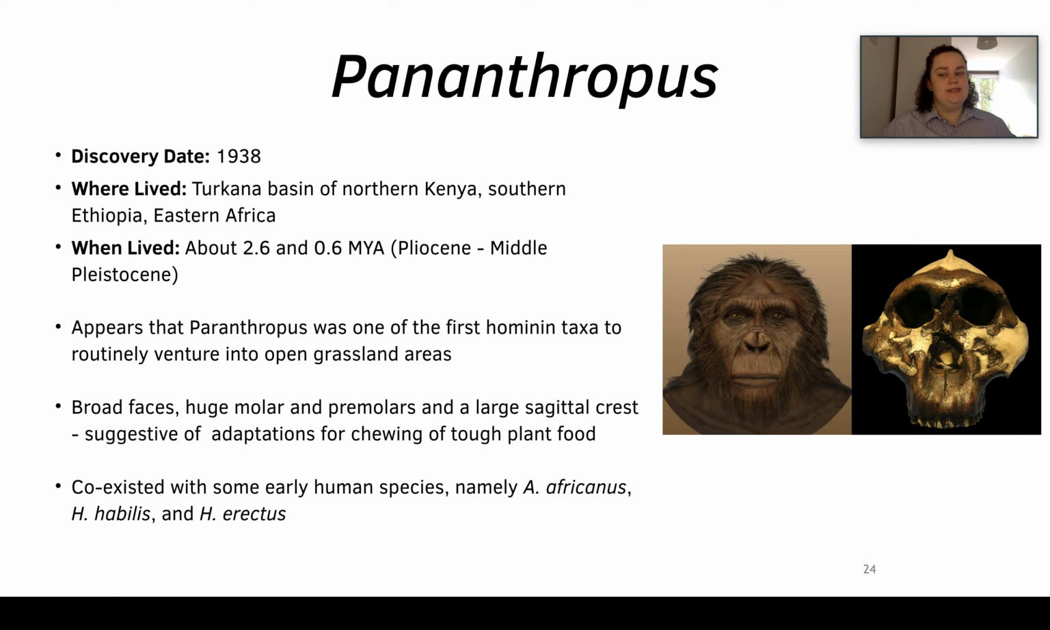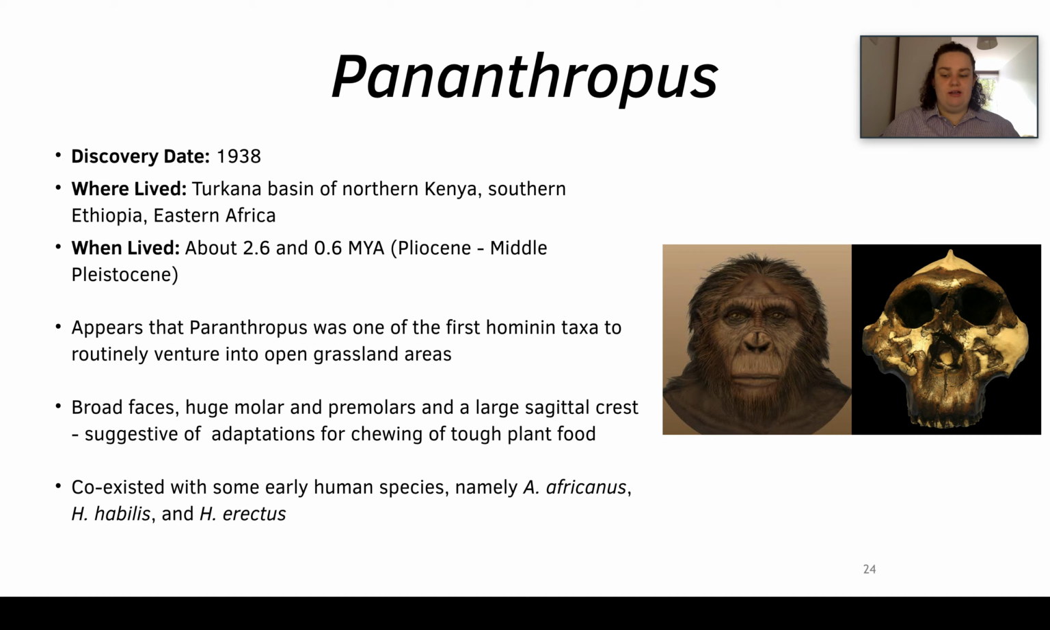So now we move on to Paranthropus. These are the robust Australopiths, and these were found in 1938, and we know they're from the Turkana Basin of North Kenya, as well as southern Ethiopia, and these were pretty long-lived. They range temporally from 2.6 to 0.6 million years ago. So that is the Pliocene to the Middle Pleistocene, and it appears that Paranthropus was one of the first hominin taxa to routinely go out into open grassland areas. Where they were living was a mosaic of savanna and forests, so it's thought that these guys would have ventured out into the savanna.